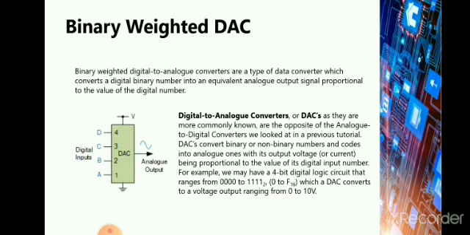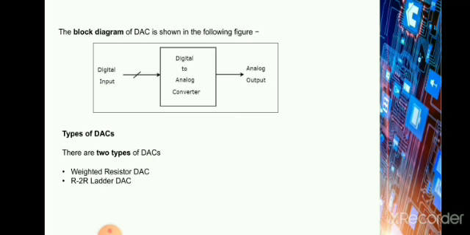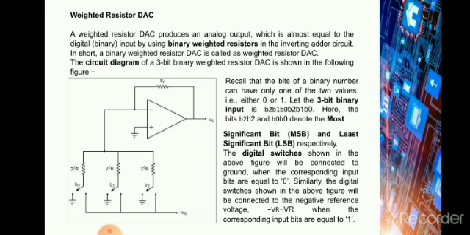For example, you are taking a 4-bit input as binary which ranges from 0000 to 1111. Then the DAC converts it to an output analog voltage ranging from 0 to 10 volts. So this is a block diagram of a DAC where the input is digital and the output is analog. There are two types of DAC, weighted resistor DACs and R-2R ladder DACs. We are going to see about weighted resistor DAC.